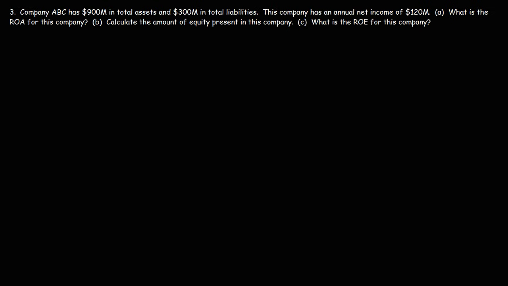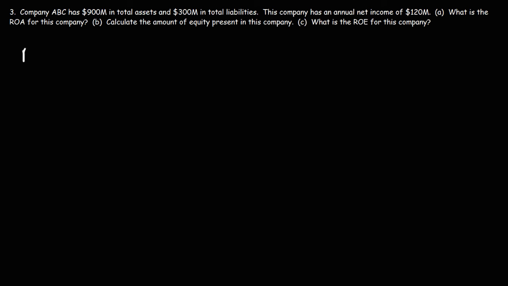Now let's work on a problem that has more steps. Number three. Company ABC has $900 million in total assets and $300 million in total liabilities. This company has an annual net income of $120 million. So part A, what is the return on assets for this company?